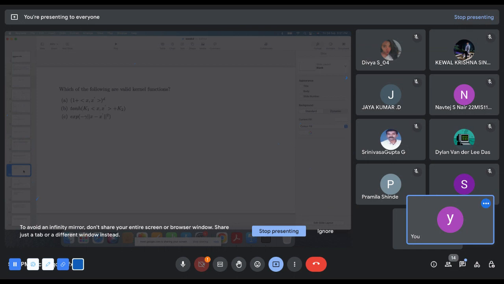Yeah. So which of these are valid kernel functions? How many of you know what a kernel is?